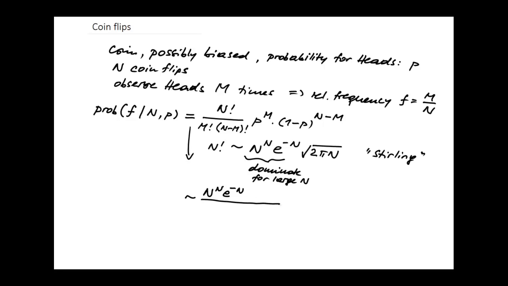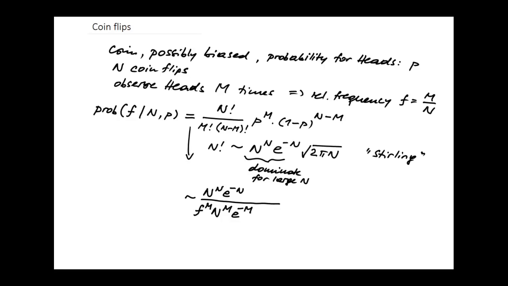The m factorial: first we use that m factorial is asymptotically m to the power m times e to the minus m. And then we insert for m, we insert f times n. And this gives us then f to the power m times n to the power m times e to the minus m. So I wasn't quite consistent. In some places I left the m, and in some places I replaced m by f times n.